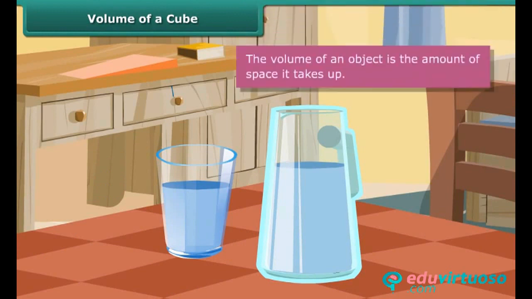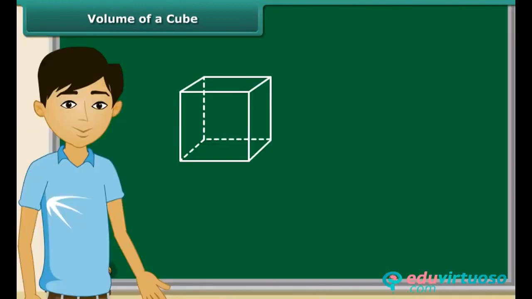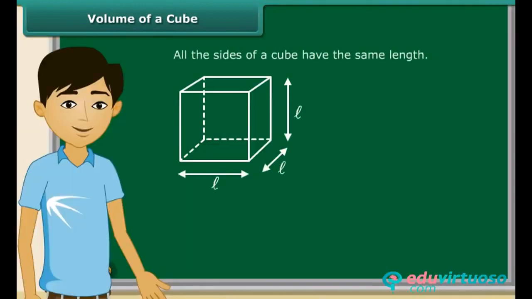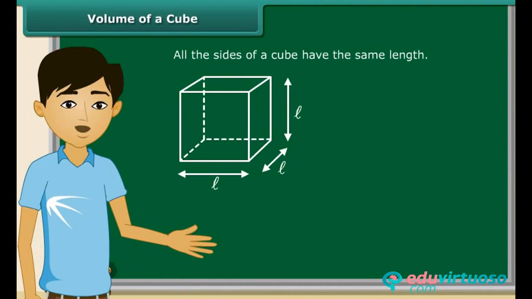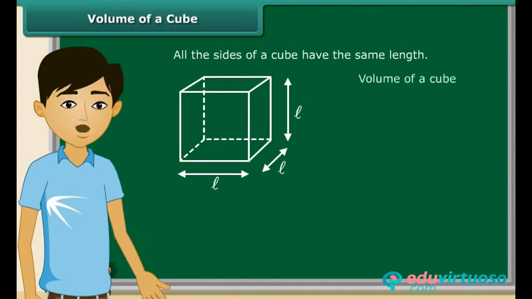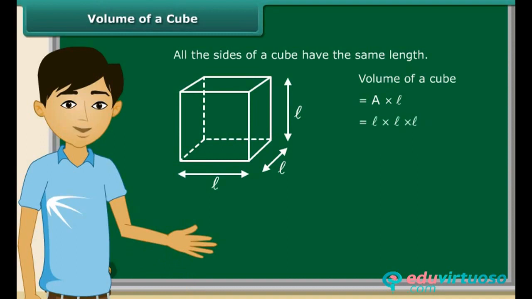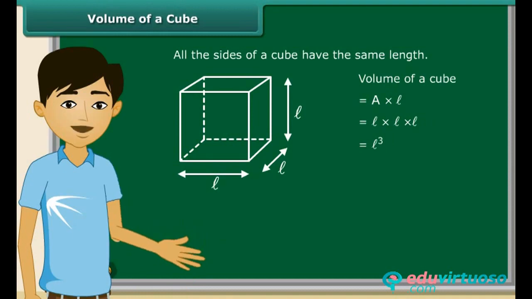The volume of an object is the amount of space it takes up. As we know, all the sides of a cube have the same length. Suppose this cube has length L. To find the volume of the cube, we just need to multiply the area A with L. Hence, by multiplying these three L's together, we get L cube. Therefore, the formula for the volume is V equals L cube.